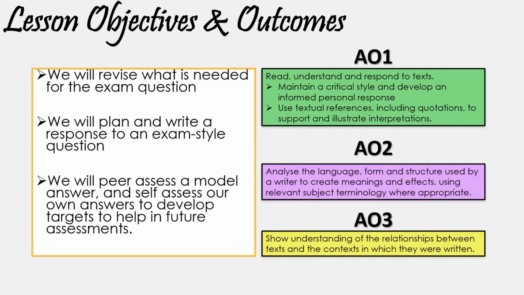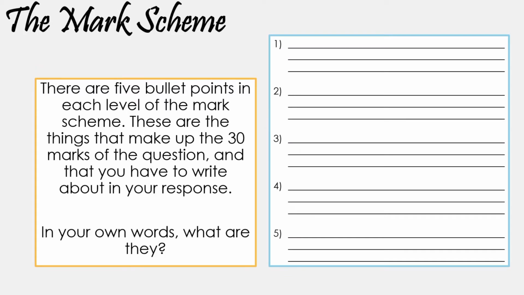So, as stated at the beginning, the idea of this lesson is to remind you of the different parts of the exam question. Then we're going to complete an exam style question, and you can peer assess a response that I wrote and let me know if it's any good. And then you can self-assess your own answer and set some targets of things to focus on during your revision time at home. Now on the examiner's mark scheme there are 6 levels.